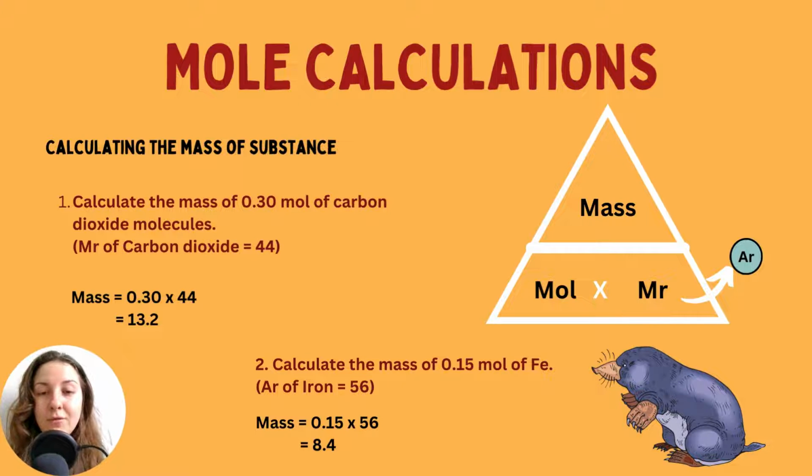And we can see the same for another question. It says calculate the mass of 0.15 moles of iron. Iron has a relative atomic mass of 56. So we're doing the exact same thing as before, and you can see my working out there.